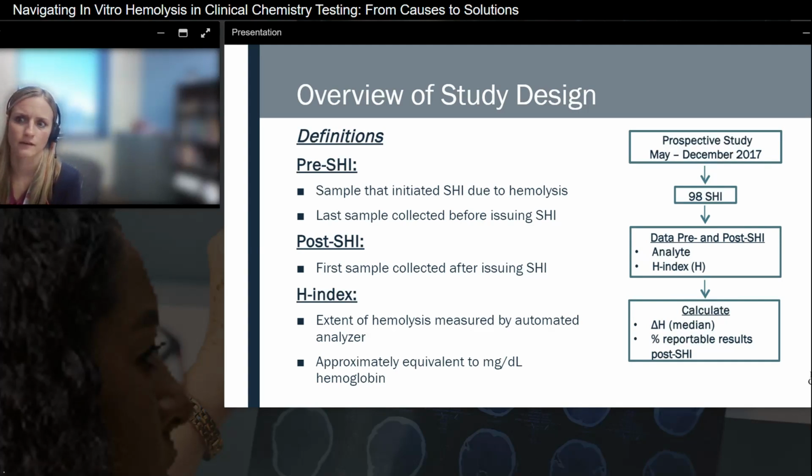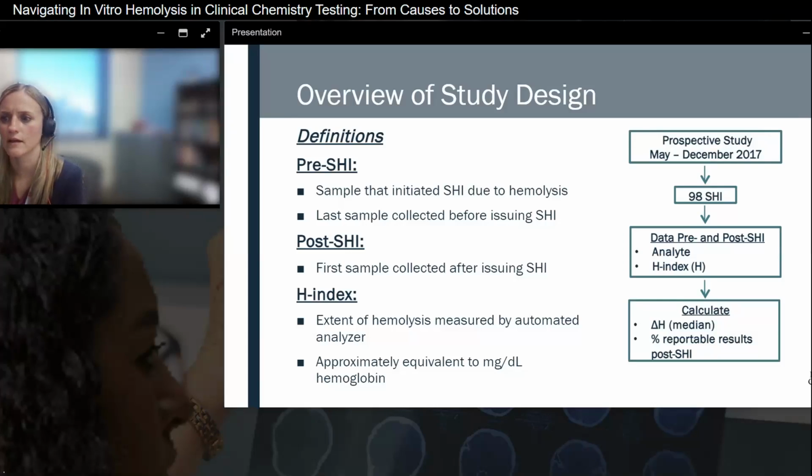The process for evaluating the effectiveness of special handling instructions involved a prospective study that reviewed all special handling instructions issued during an 8-month period. This resulted in 98 special handling instruction examples being included in the study. Data pre and post special handling instructions was included. For this study, pre-special handling instructions refers to the sample that initiated special handling instructions due to hemolysis and was the last sample collected from the patient prior to issuing special handling instructions. Post-special handling instructions refers to the first sample collected from the patient after issuing the special handling instructions.